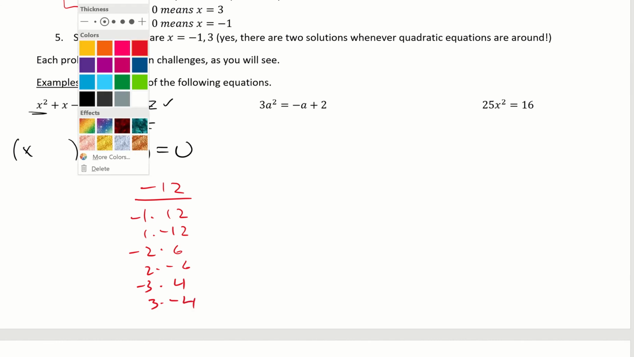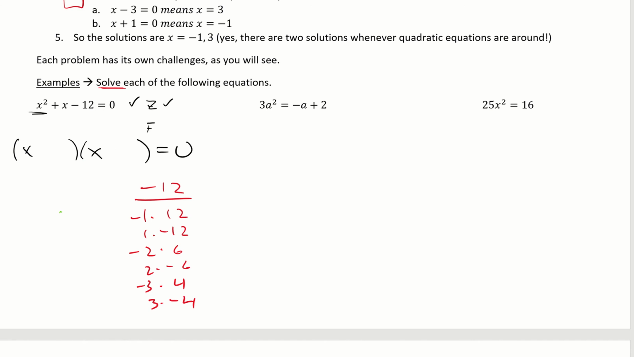What are we looking for? We are looking for the winner chicken dinner that adds up to, see what I'm circling there? It has to be 1. This is the one right there. That's the winner. So the numbers are minus 3 and plus 4. In a previous section, section 5, you'd be done. But in a quadratic equation situation, you're almost done.